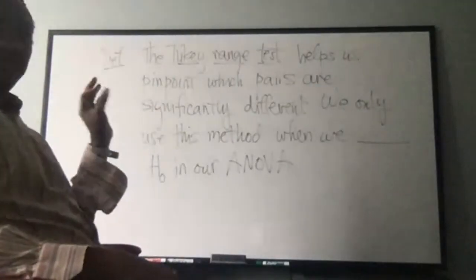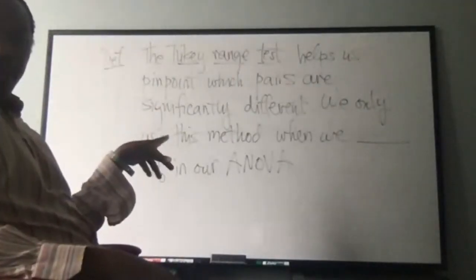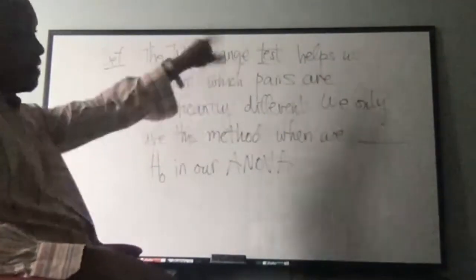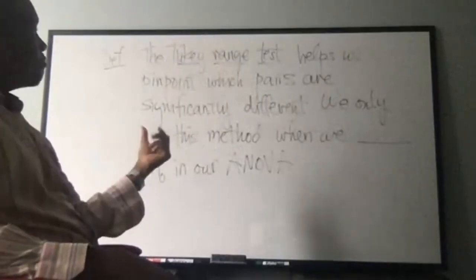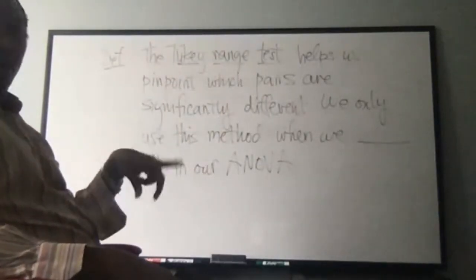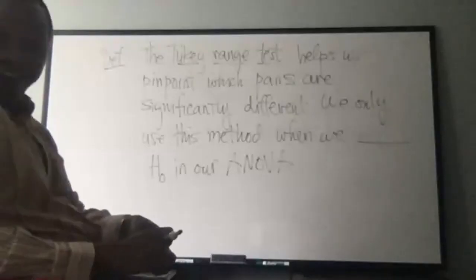Think about the setup of the problem that we just said. I just showed you an example of ANOVA, right? When I did the F test, the cutoff and all this stuff. We only use this method when we blank H sub 0 in our ANOVA. Would it be when we reject it? Very good. Who is that? Lily. Okay, very good.